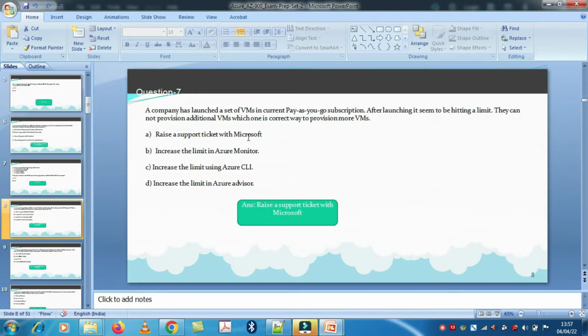Raise a support ticket with Microsoft, increase the limit in Azure Monitoring, or increase the limit in Azure CLI. See, you are under some subscription, so you cannot do anything to increase it. Technically, I am talking about increasing your VM limits. You cannot configure it, because this entire infrastructure is maintained by Azure. So what will be the answer? You need to raise a ticket with Microsoft. Either you should go for the next level of subscription, or your subscription plan has to change, or you need to request them that you want to provision some 100 more VMs.